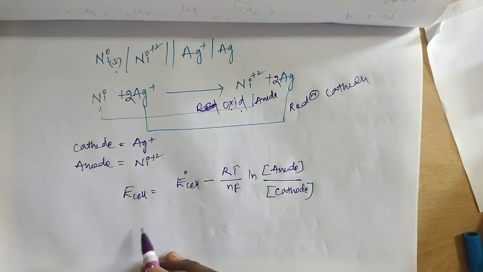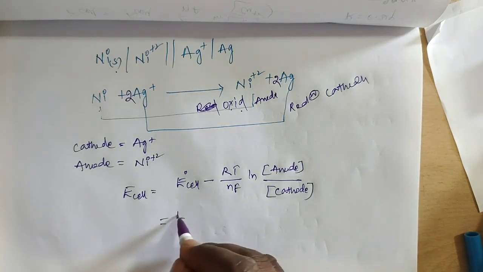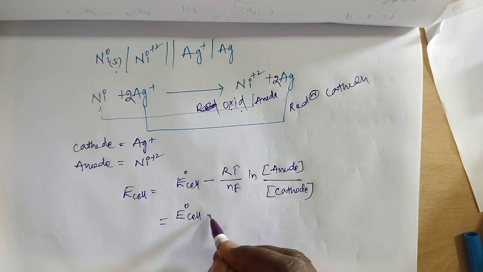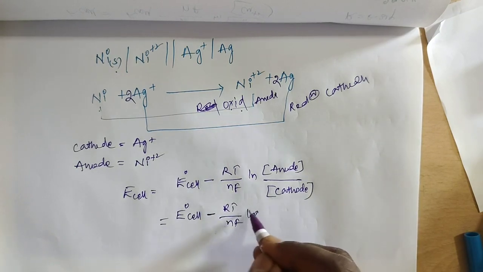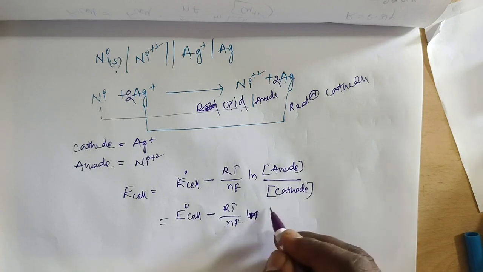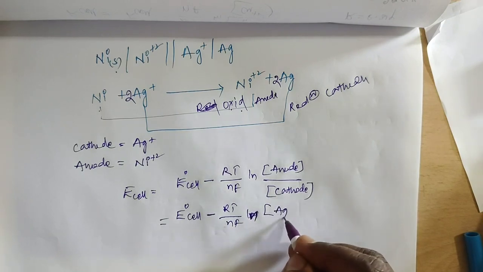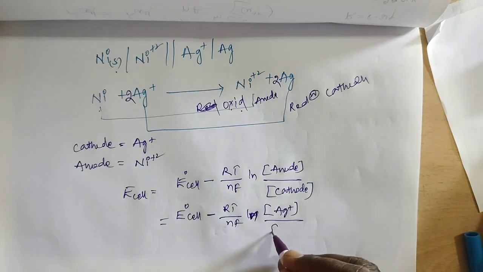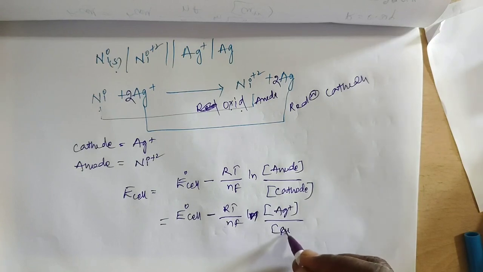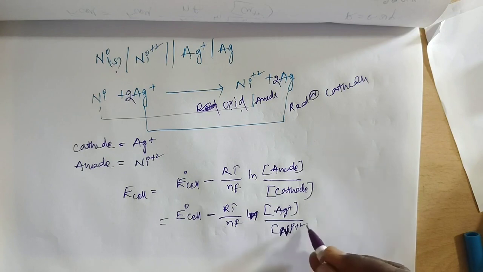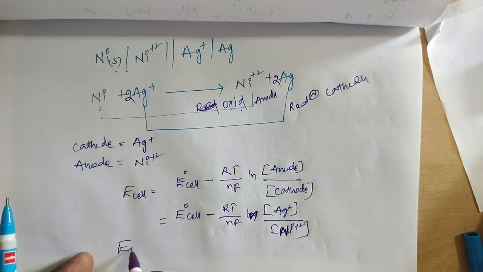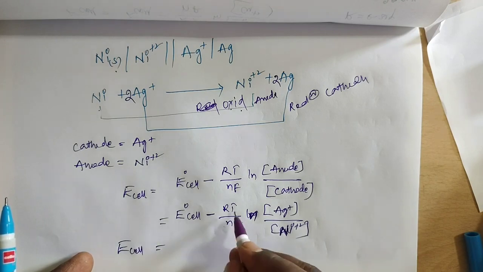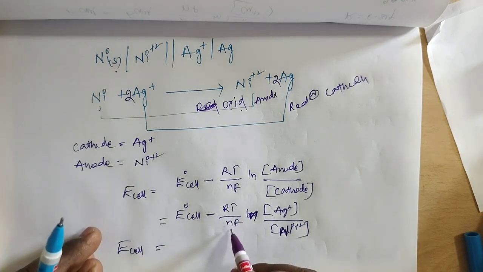Okay, or you substitute this: E naught cell minus RT by nF ln, anode, which one is there? Ag plus. Cathode, which one is there? Cu and nickel plus 2. Okay, nickel plus 2. So this is the easy way. Or also you can directly substitute by removing the R value, T value, F value.